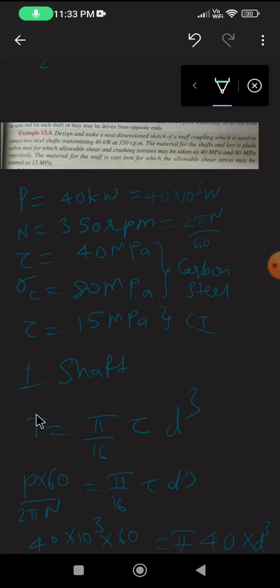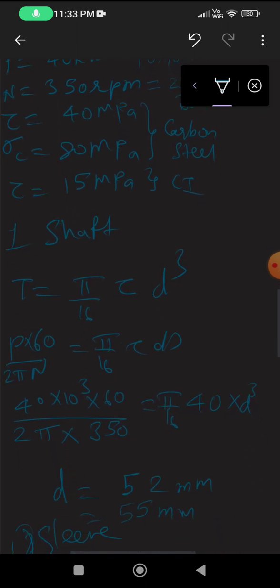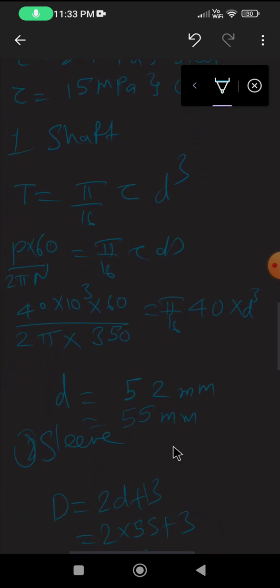So torque is P upon 2 pi N by 60. And torque is also given as pi by 16 tau d cube. From this formula we can find the diameter. Now we have P, we have N, we have tau. Tau we are using here as 40 megapascal for carbon steel. So the diameter we have got is 52 to 55 mm.